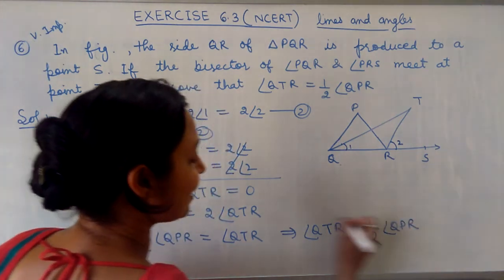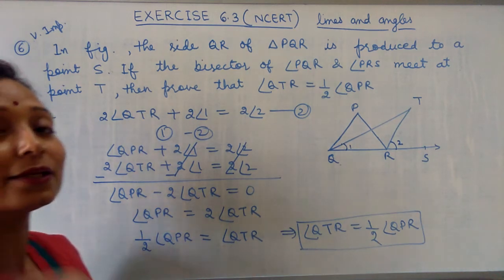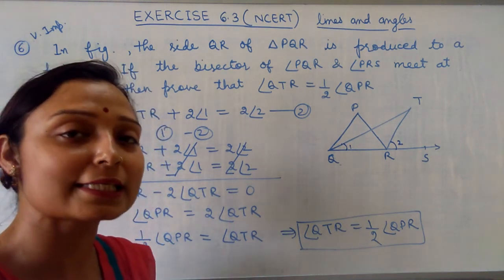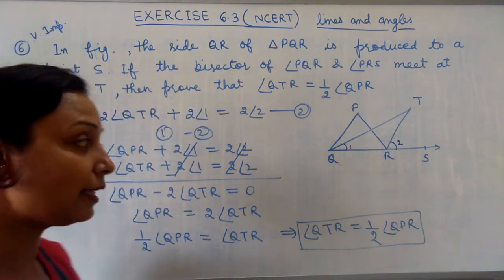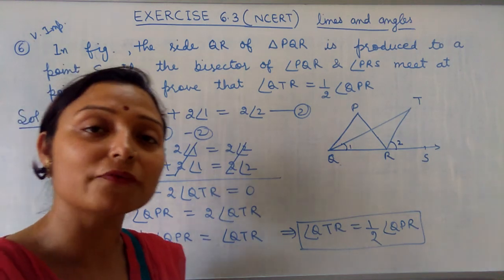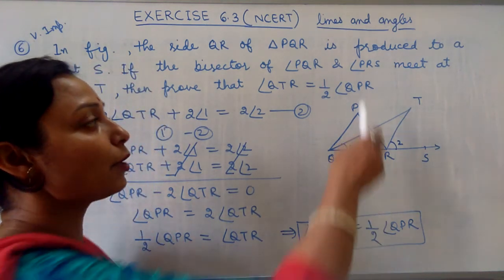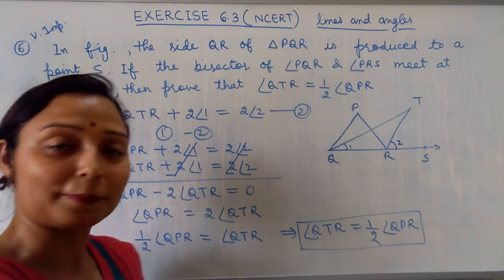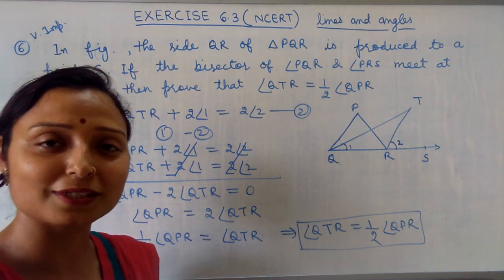This is the way to solve the question. This question includes only one concept, that is exterior angle property. By using exterior angle property, we have two equations. After subtracting those two equations, we get the required result. Do more and more practice of this type of question. Thank you.